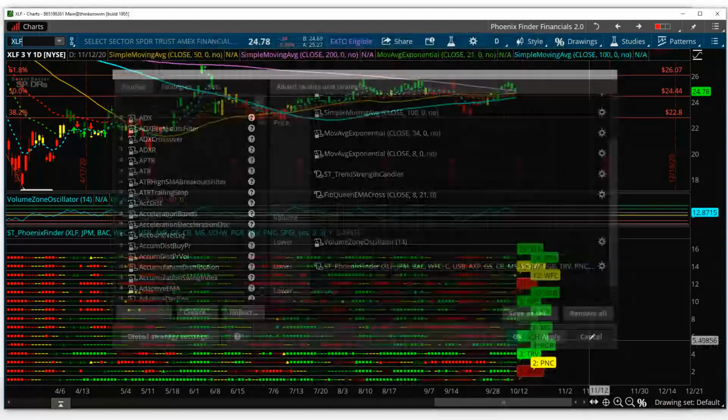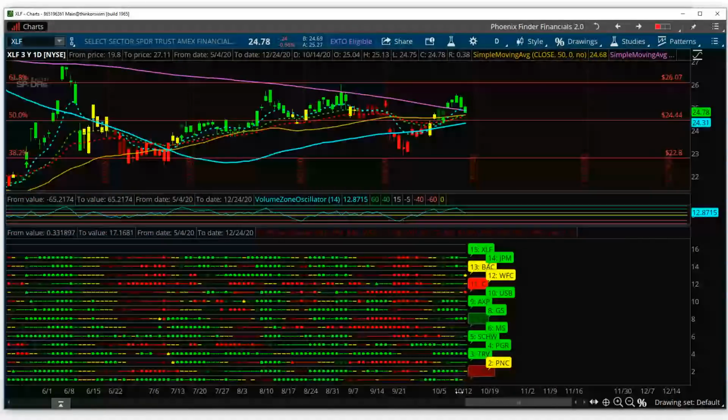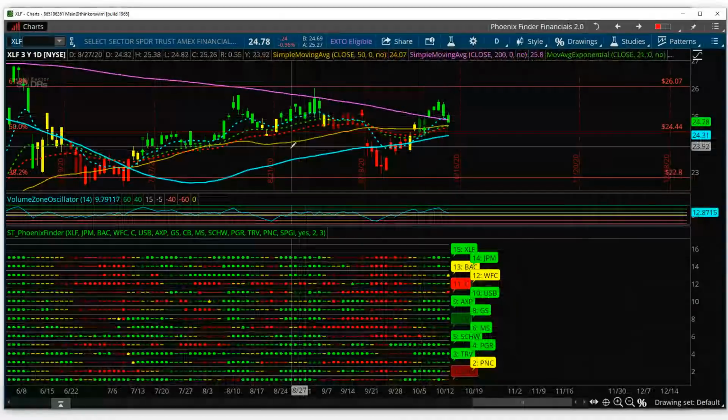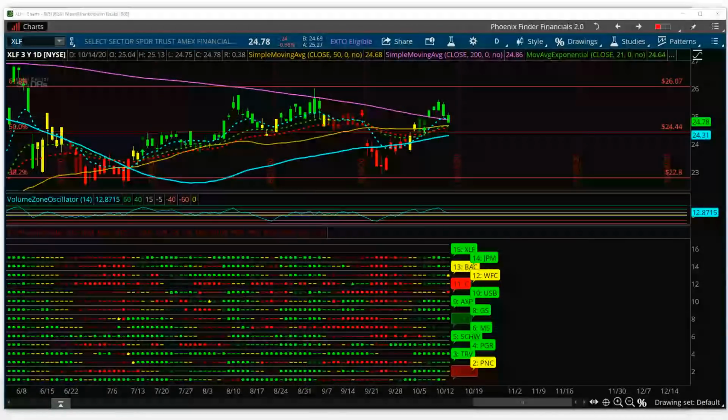And the way that it's going to work is it's just going to be the opposite. So instead of looking for green to buy, you see how right here, it's green, right up to resistance. And then it shifts to yellow and then down it goes. That would be an example of a sell signal on the Phoenix Finder.